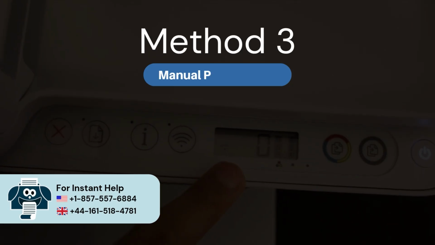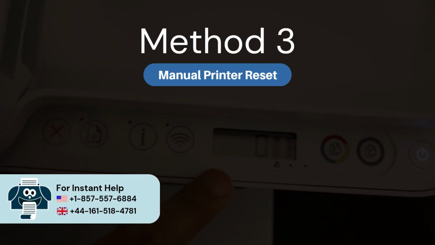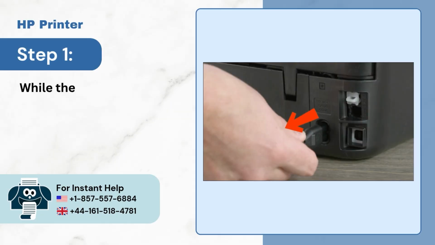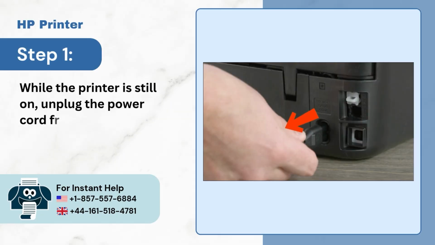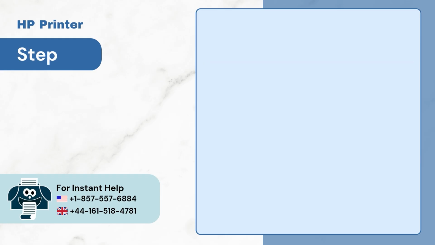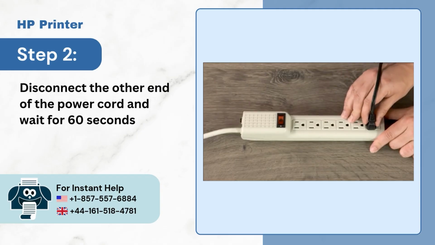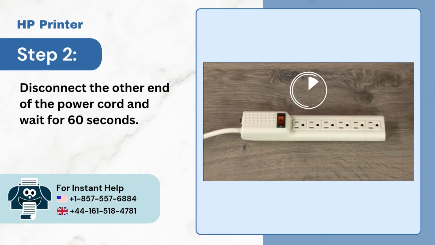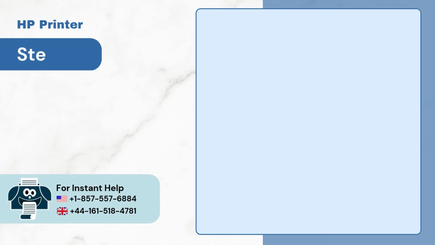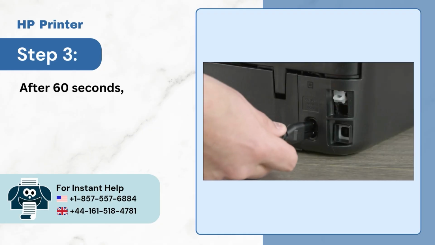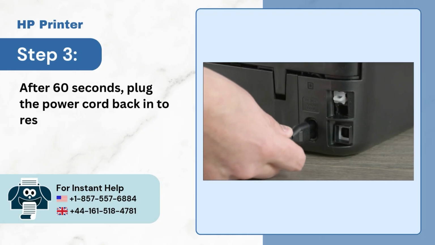Method 3, manual printer reset. Step 1, while the printer is still on, unplug the power cord from the back of the printer. Step 2, disconnect the other end of the power cord and wait for 60 seconds. Step 3, after 60 seconds, plug the power cord back in to reset your printer.